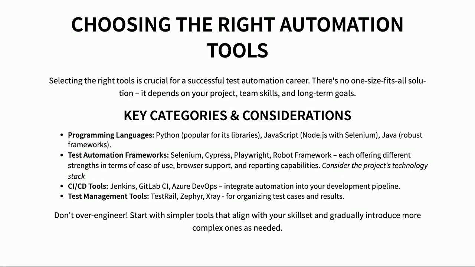Okay, so let's talk about picking the right tools for test automation. It's really important to get this right because it can make or break a project. There are lots of different options out there, and frankly, you don't need every single one. We've got programming languages like Python, JavaScript, and Java, each with their own advantages. Then we have frameworks like Selenium, Cypress, and Playwright, which help us structure our tests efficiently. And of course, you'll want a CI/CD tool to automate your testing into your development workflow, along with test management tools to keep everything organized. Just remember, start simple and build up as needed. Don't feel like you have to jump straight into the most complex solution.